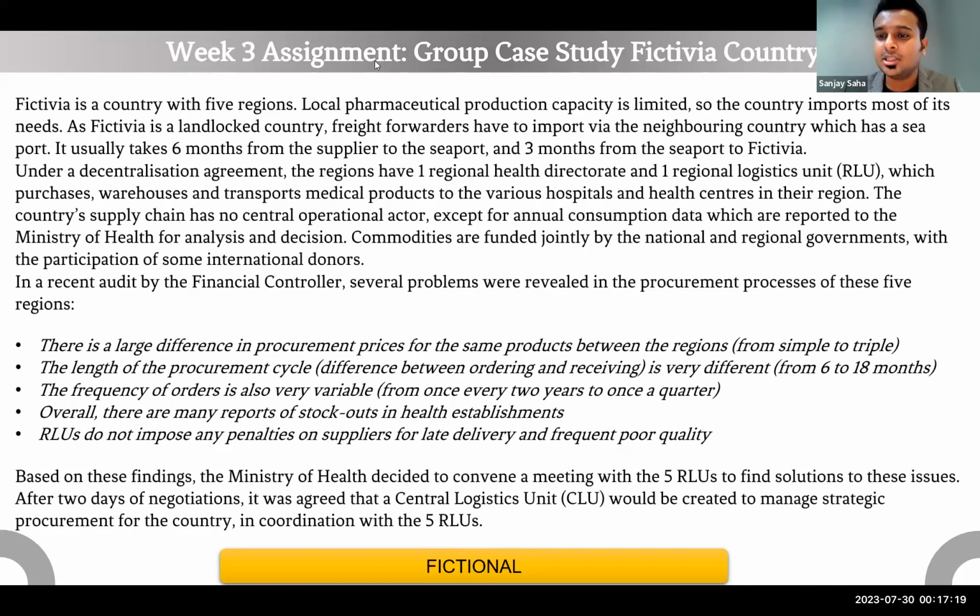So the case is a fictional case, where we wanted to think about strategic procurement. Okay, so let me quickly read it. So the name of the country is Fictivia. It can be any name. It has 5 regions.